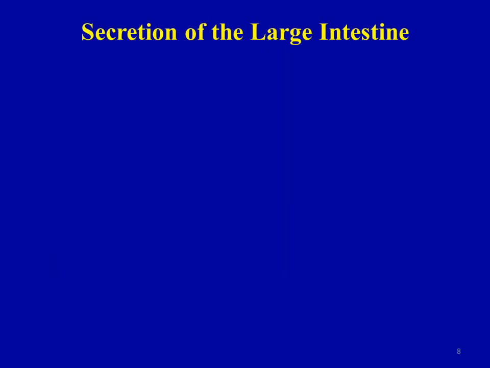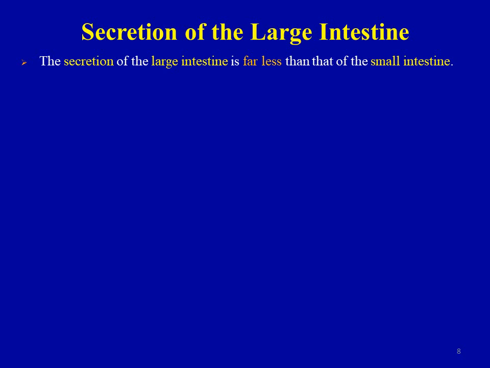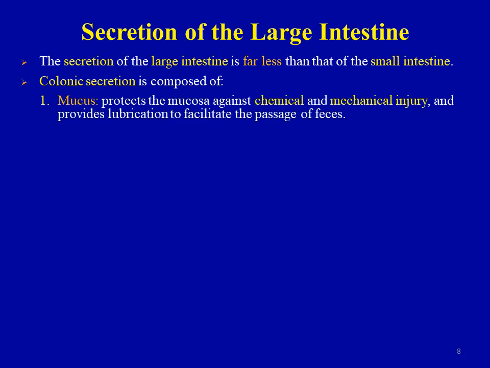So what are the secretions of the large intestine? Can the large intestine produce any secretion, and does this secretion contain any enzymes? Let's see. The secretion of the large intestine is much less than that of the small intestine. It is a very small amount of secretion, and it's mainly mucus. The colonic secretion is composed of mucus to protect the mucosa against chemical and mechanical injuries, and to provide lubrication to facilitate the passage of feces.